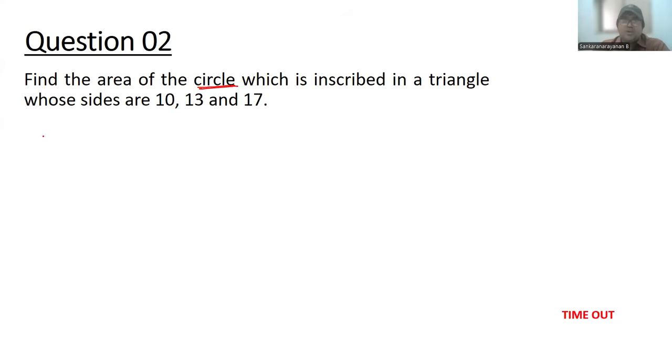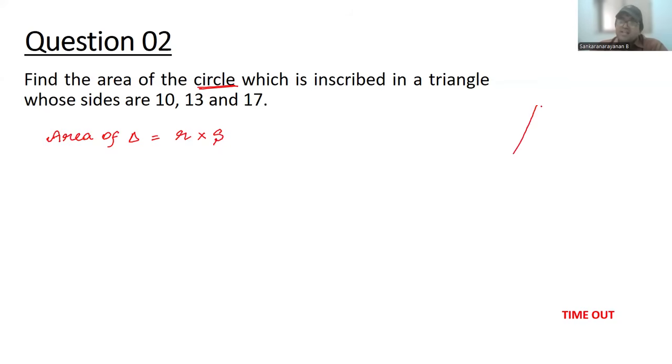But you need to recall, as far as an incircle is concerned, if you want to find out the in radius, remember the formula: area of the triangle is equal to the in radius into the semi perimeter. Got it? So that's what we have to always consider here.